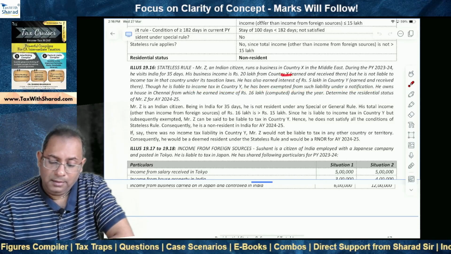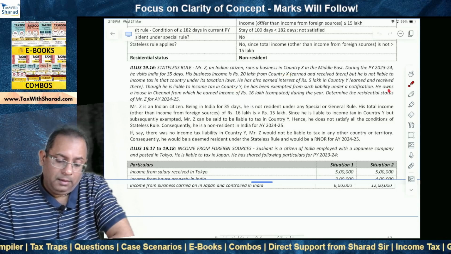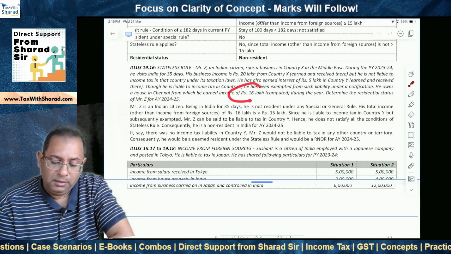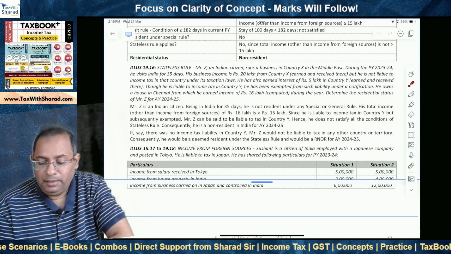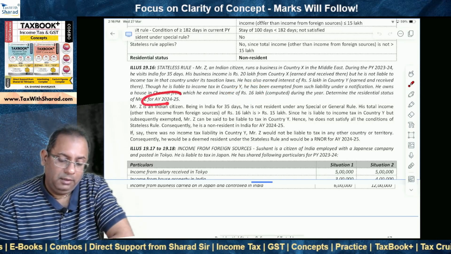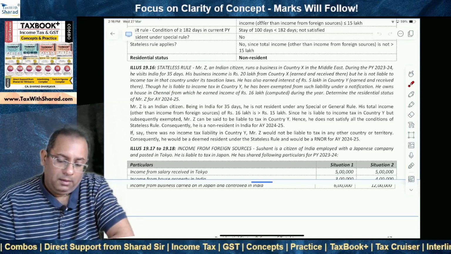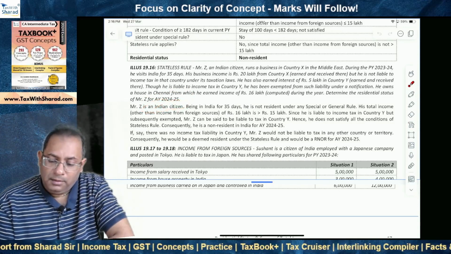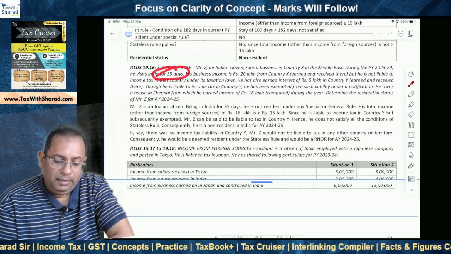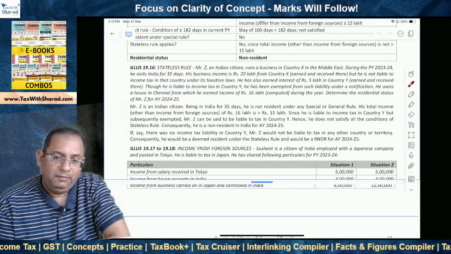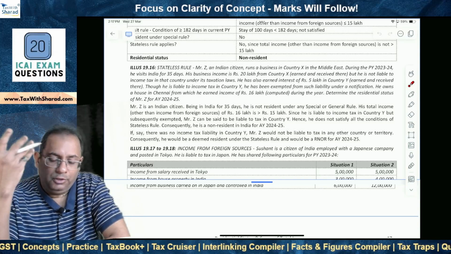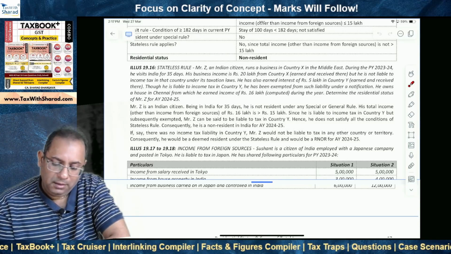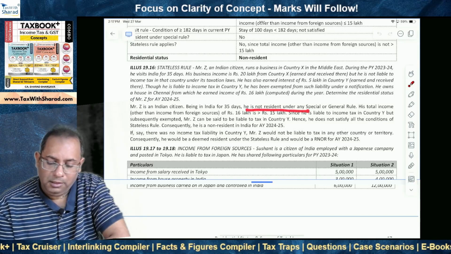Okay, so there is country X and then there is country Y. As far as India is concerned, he owns a house in Chennai from which he earned income of rupees 16 lakh computed during the year. Determine the residential status of Mr. Z for AY 24-25. Now, what we first note is that Mr. Z is an Indian citizen. Secondly, we note that he visits India for 35 days. So his presence in India is only for 35 days. So whether it be a special rule or general rule, he will not be a resident because his stay is only 35 days in the previous year. So he is not a resident under any special or general rule.